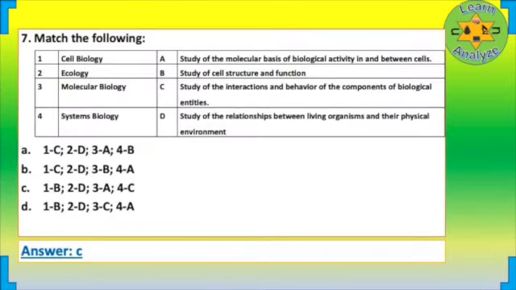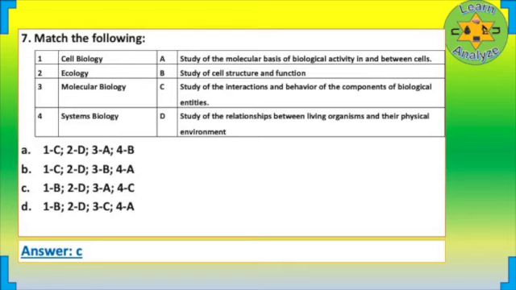Match the following. 1. Cell biology. 2. Ecology. 3. Molecular biology. 4. Systems biology. A. Study of the molecular basis of biological activity in and between cells. B. Study of cell structure and function. C. Study of the interactions and behavior of the components of biological entities. D. Study of the relationships between living organisms and their physical environment.